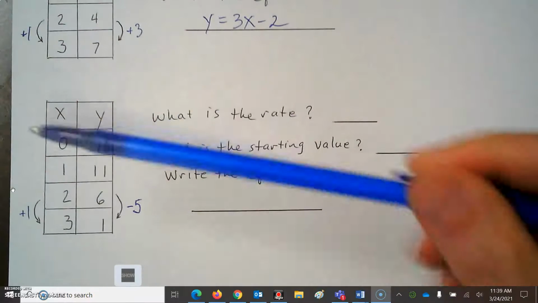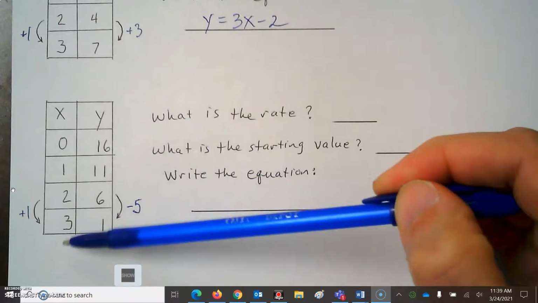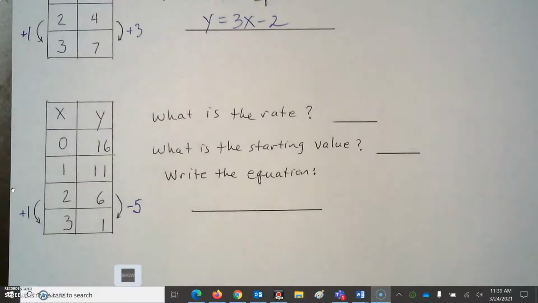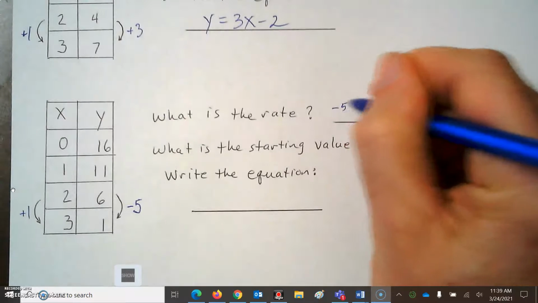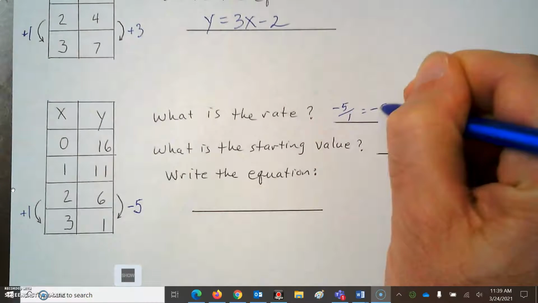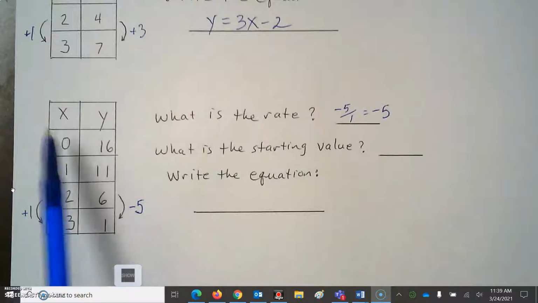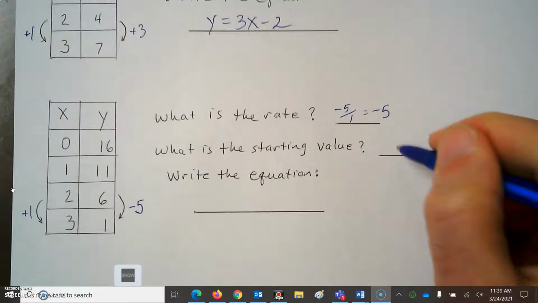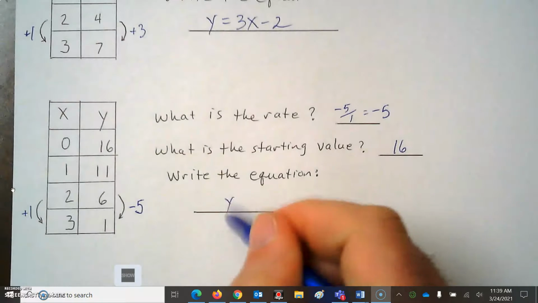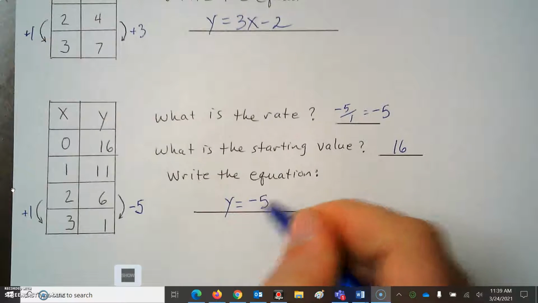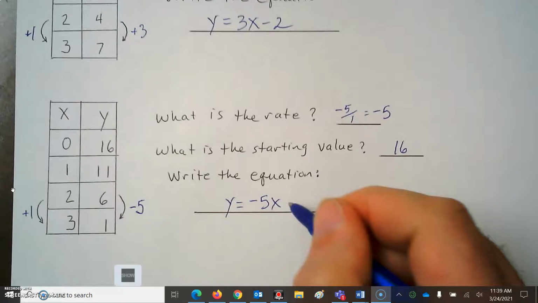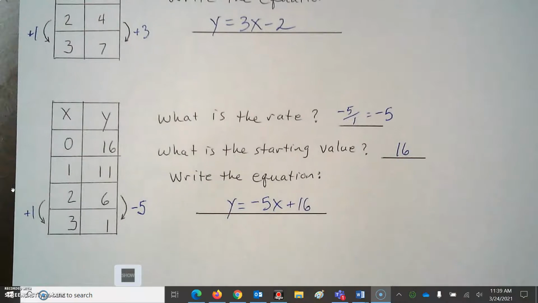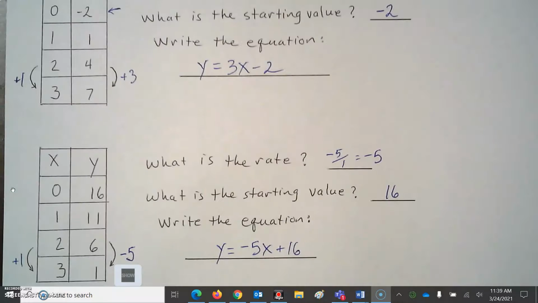I think all of your tables on the assignment do this on the left. It goes 0, 1, 2, 3. So my rate, -5 over 1, which is -5. The starting value, well, there's 0. It starts at 16. And I write the equation. Don't forget to put x into your equations on the assignment. And there you have it.